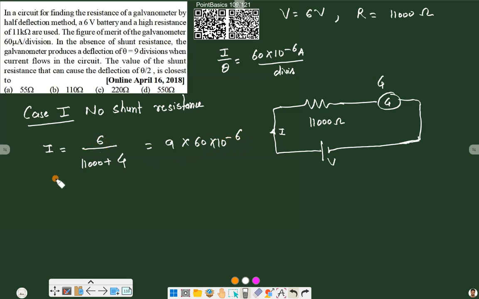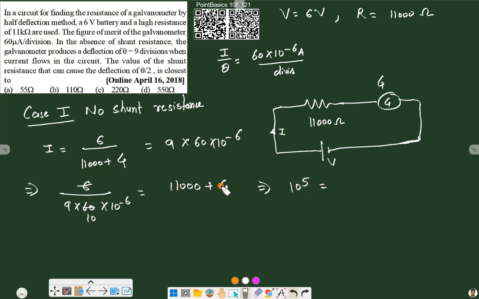So now we can write it like this: 6 by 9 into 60 into 10 raised to power minus 6 is equal to 11,000 plus G. This will give, on dividing by 10 raised to power minus 5, on top it will become plus 5. So 10 raised to power 5.